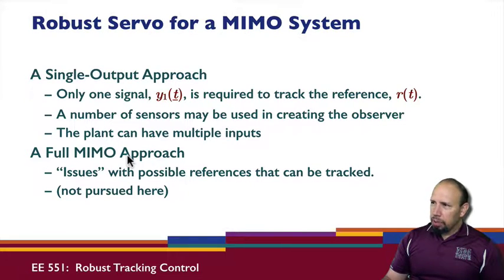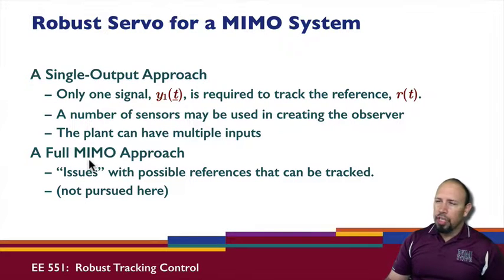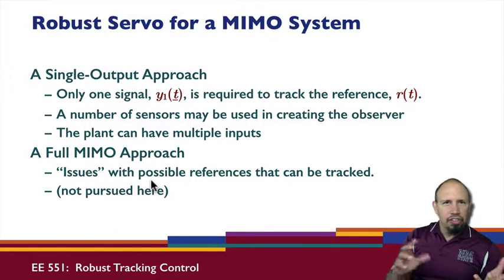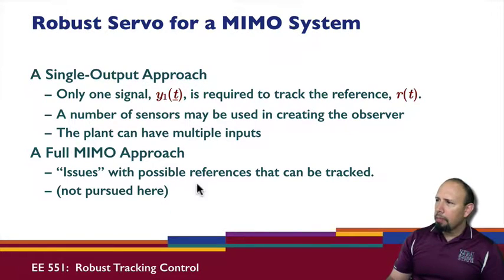The full multi-output approach, that is when I have multiple outputs, has a problem. There are challenges associated with this problem, so we're not going to go into it in great detail because since you have multiple outputs, the outputs are combinations of the states, and depending on how the states are set up, you can have problems with references and their tracking.